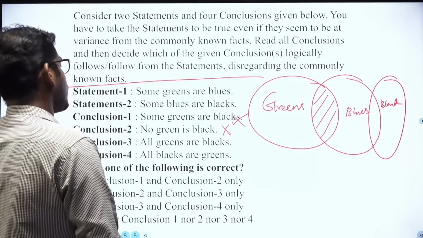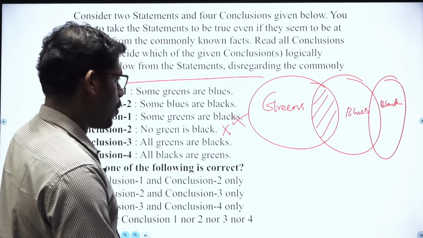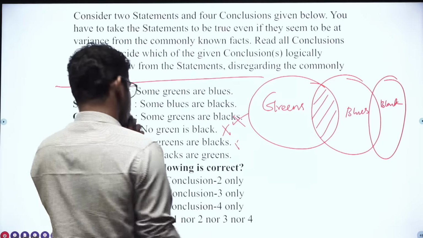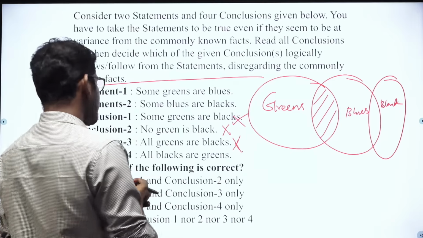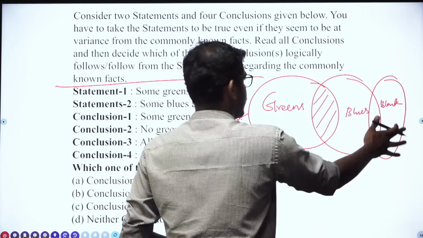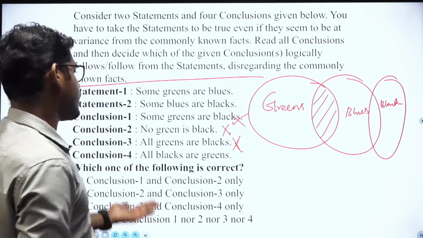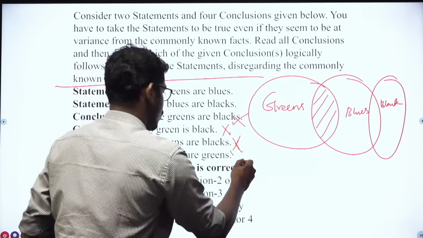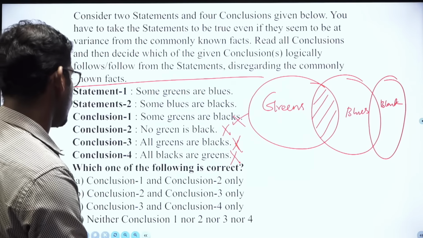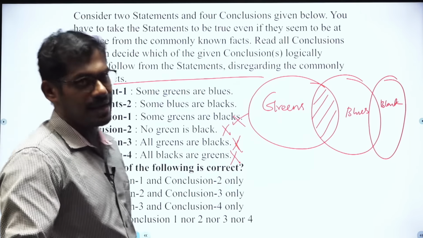Next one, all greens are blacks. Can we say that all greens are black? No. From this basic diagram, all greens are not black. So this is also incorrect. Last one, all blacks are green. Similarly, in this basic diagram, we cannot say that even some blacks are green. Then how can we say that all blacks are green? So this is also not possible. So neither 1 nor 2 nor 3 nor 4 is correct. So the answer for this question is option D.